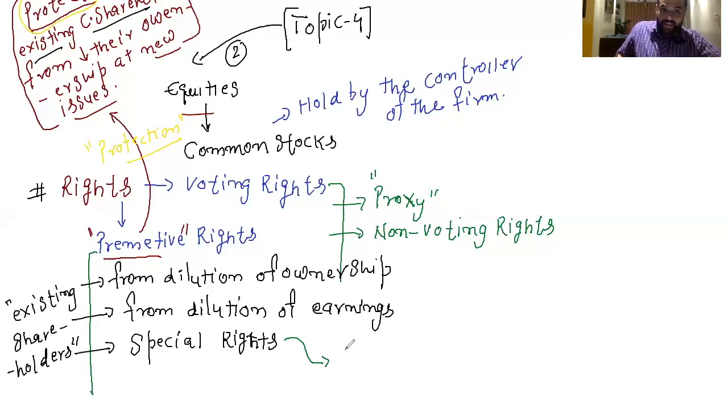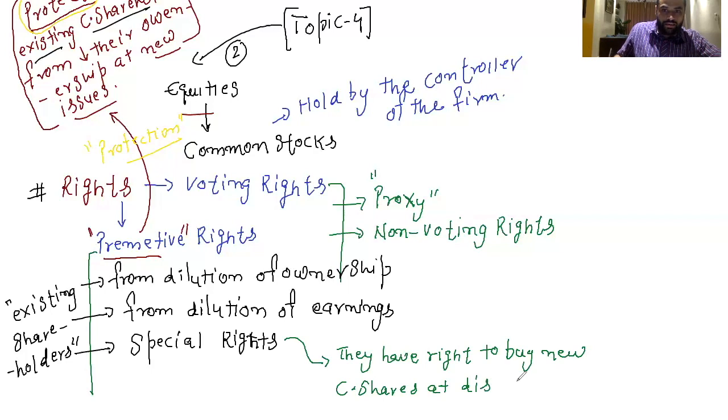Existing shareholders have the right to buy new common shares at discounts. So when the company is going to sell new common shares in the market to raise money, if any existing shareholder is willing to buy, the company will give them discounts. That's the meaning of the special rights they have, all right? But new shareholders or potential shareholders who are willing to become shareholders of the company will not have that right. They will not get any kind of discounts, right?